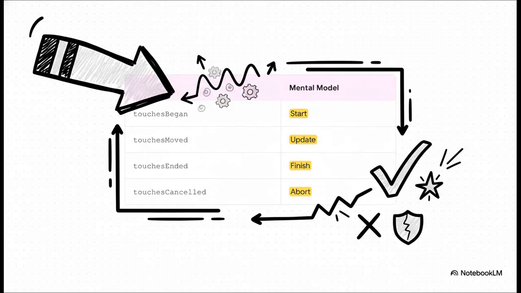Okay, look at this. I want you to just burn these 4 words into your brain. Start, update, finish, and abort. Seriously, these are the 4 pillars of our mental model. They're going to be our guideposts for this entire explainer. If you can just remember these 4, you are well on your way to mastering touch events.